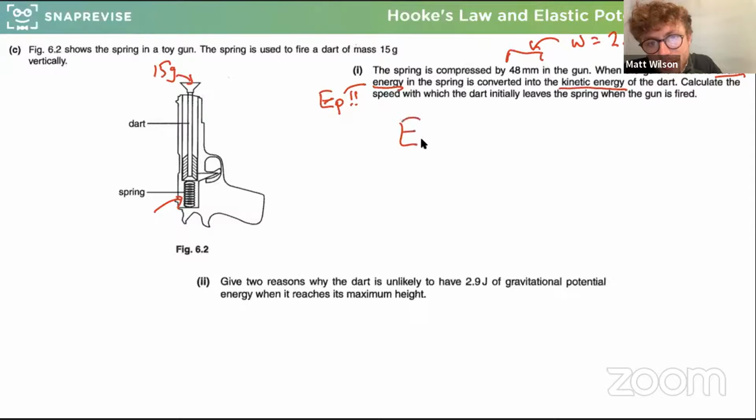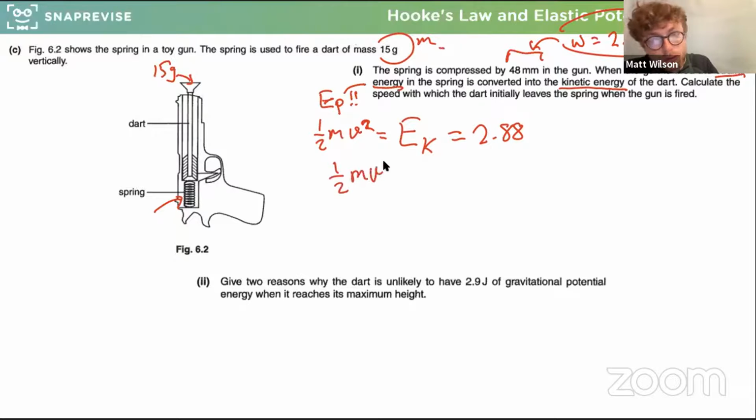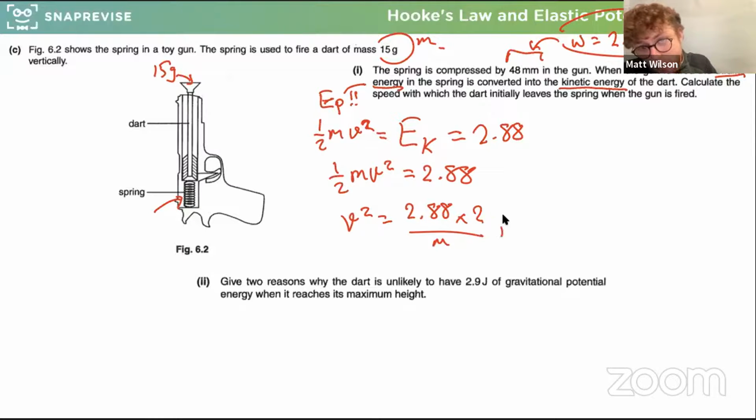So we know the final kinetic energy, which by the way is equal to half mv squared. We know that that is going to be equal to the initial elastic potential energy, which is 2.88 joules. Okay, good. So we can use this to figure out the velocity because we know the mass. So let's rearrange. We have a half mv squared equals 2.88, and we can rearrange and see that v squared is equal to 2.88 times 2 divided by the mass. So our velocity is the square root of all of this.